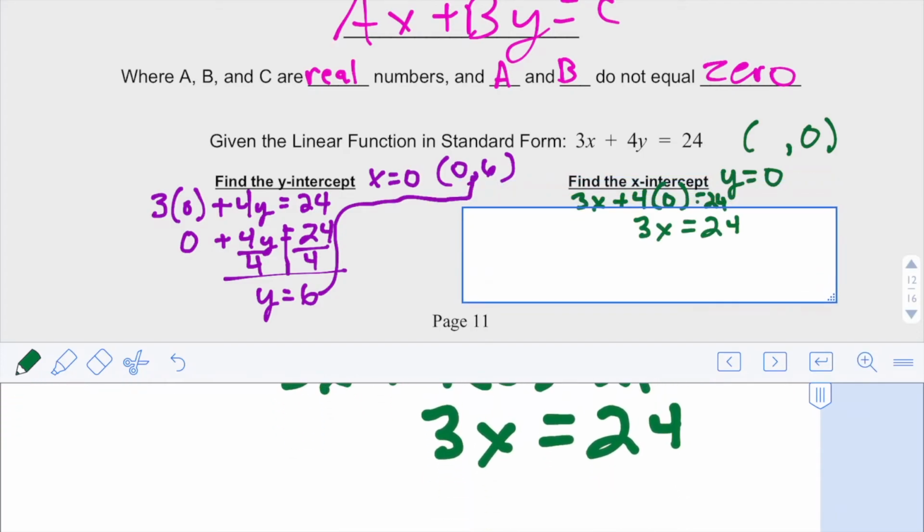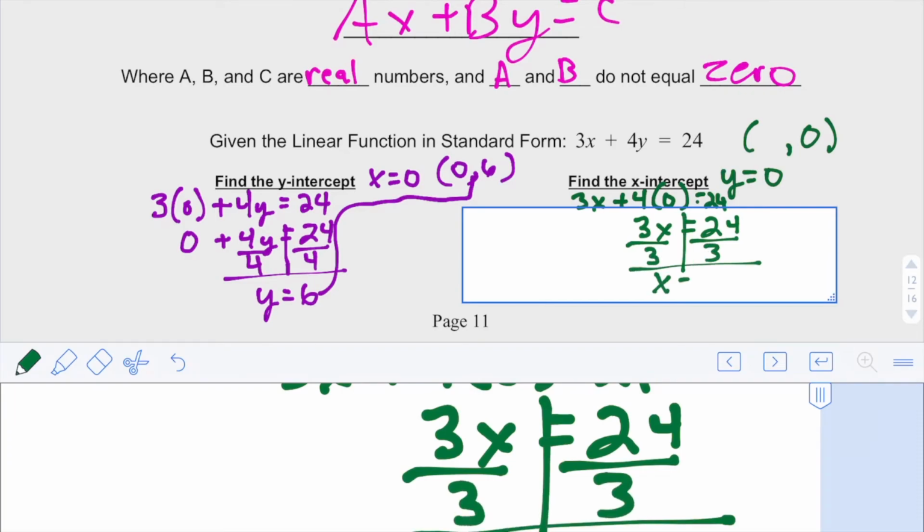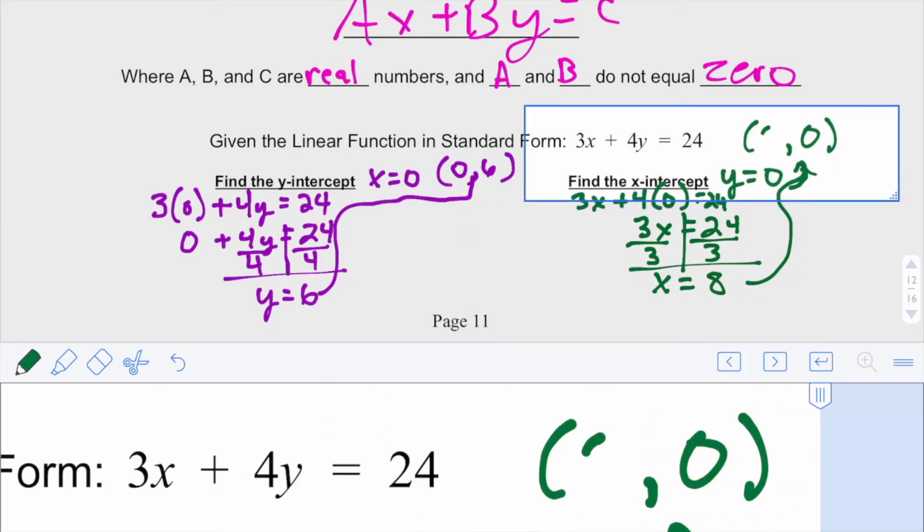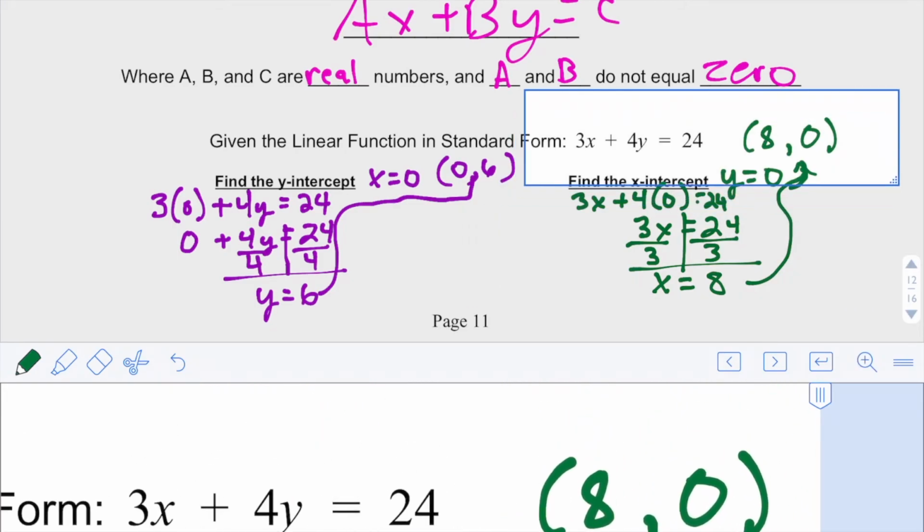To solve for x, I divide both sides by 3. And then I get x equals 8. And then I take this point and plug it back in up here. And my x-intercept is (8, 0).